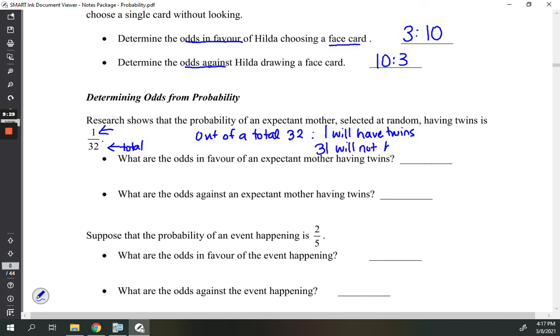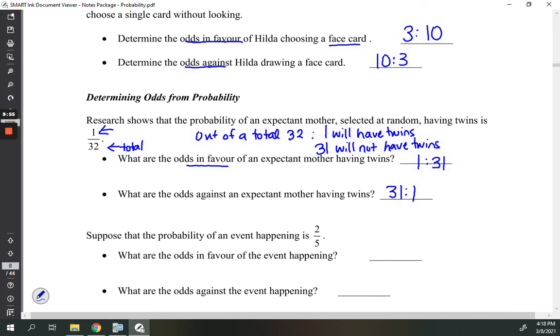So once you have your probability, it's nice to switch it into its 2 parts and kind of interpret it a little bit. Now that I know that, what are the odds in favor of having twins? Well, 1 option is going to have twins, but the other 31 will not. And again, when you add those odds together, it equals the total in my probability. Odds against, you're just going to flip it the other way.